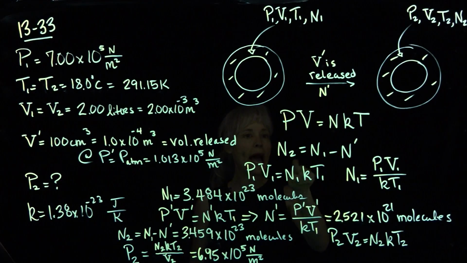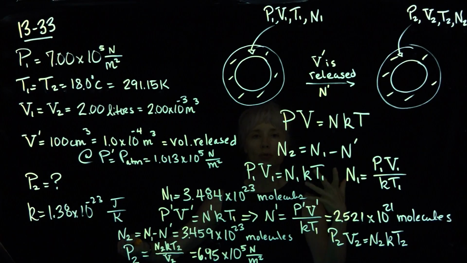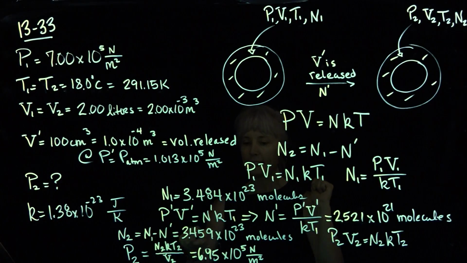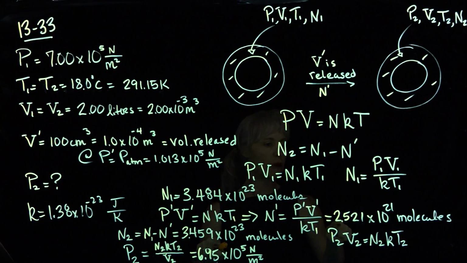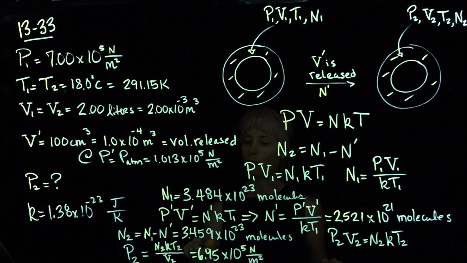So now we have the ability to immediately calculate N2, as we now have N1 and N prime. So N2, the new number of molecules remaining in the tire, is the old number of molecules N1 minus how many were released. And so when we take 3.484 times 10 to the 23rd molecules and subtract the 2.521 times 10 to the 21 molecules, what we end up with is 3.459 times 10 to the 23rd molecules remaining in the tire.